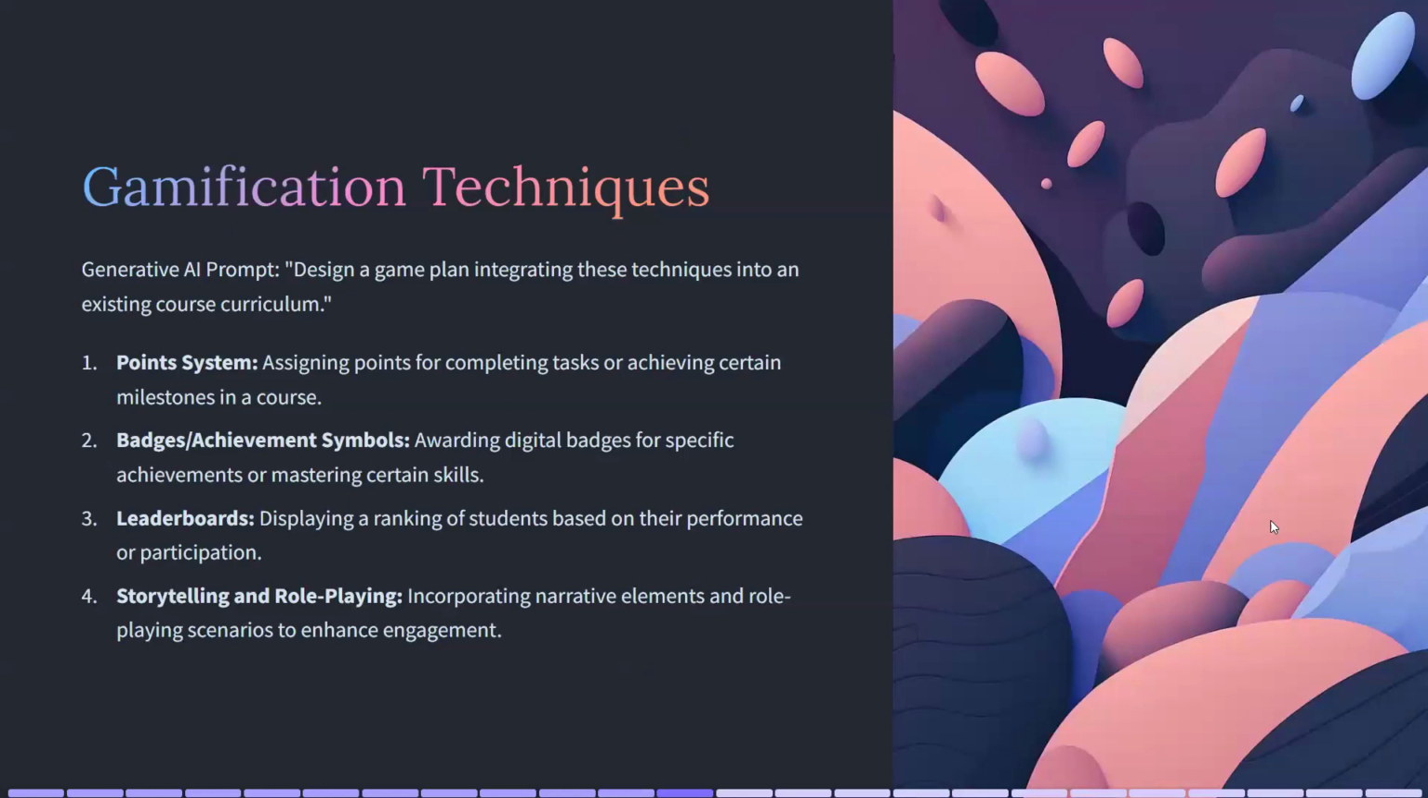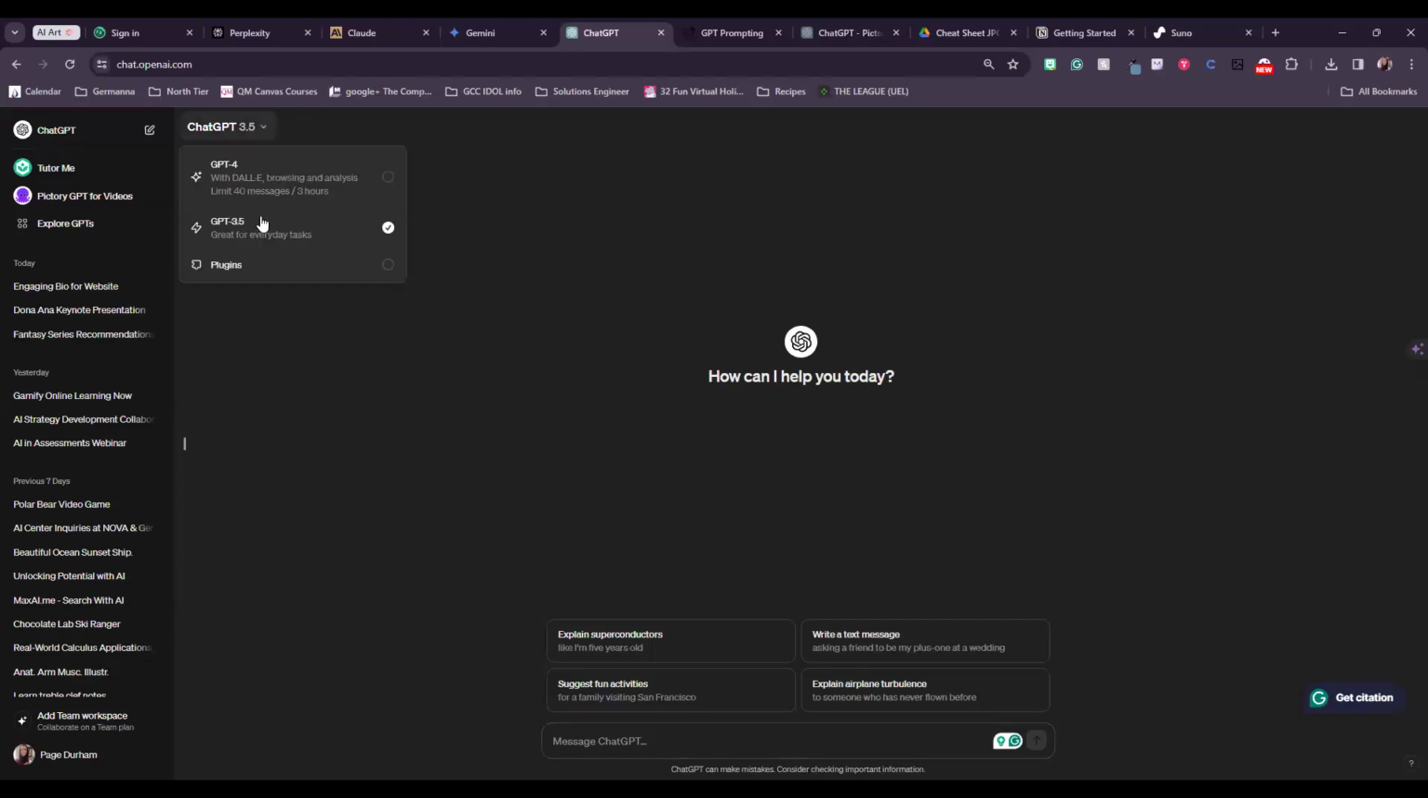So again, we've talked about point systems, badges, and leaderboards. Now I want to show you how to ask the AI to help you create a story. I'm going to use ChatGPT for this. You do not have to use ChatGPT. You can use Gemini, Claude, Perplexity, or Copilot. Any of those will work. I just happen to use this one.